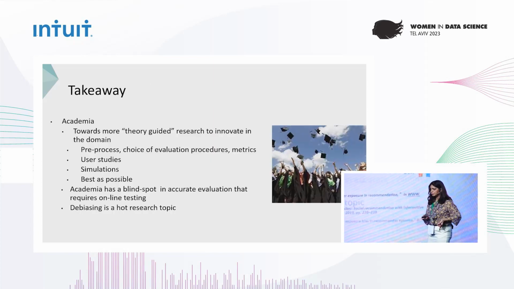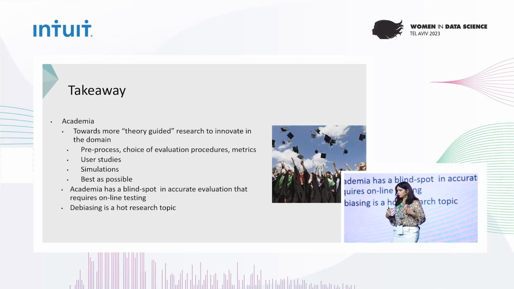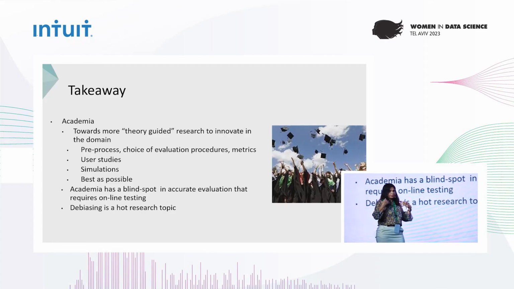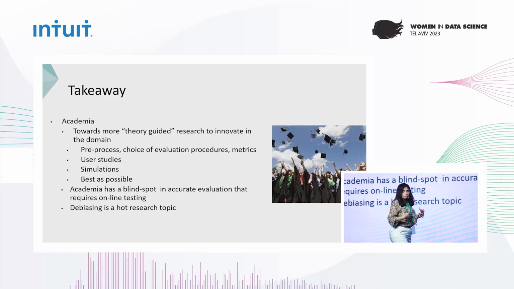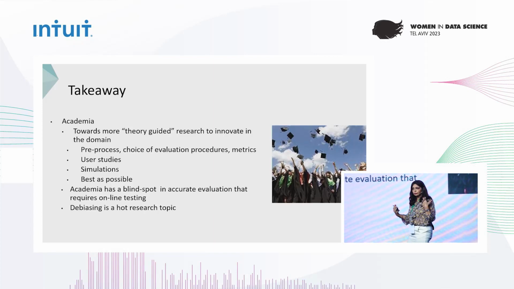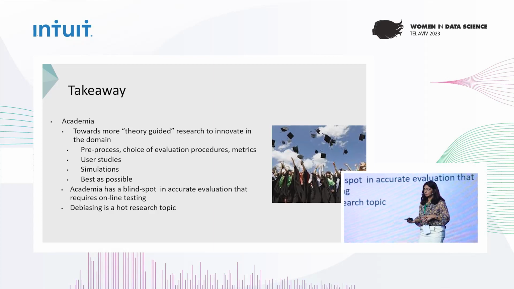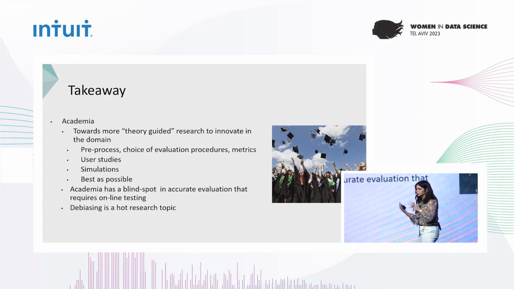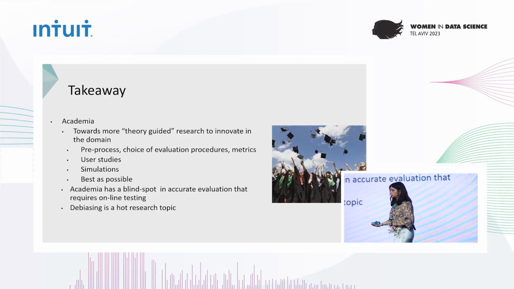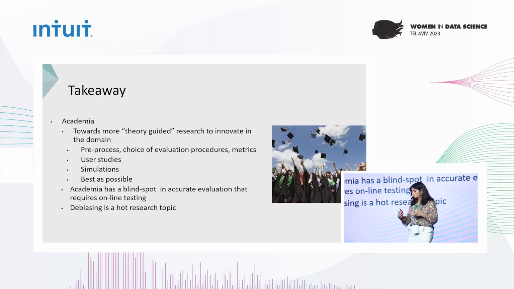So I want to sum up now. I see in academia a very good trend towards thinking about these issues and towards more theory-guided research to innovate in this domain and to try to make sure that offline studies correlate with online studies. So we do different pre-processing, like we did with the sampling. We choose our evaluation procedures and metrics. We also conduct user studies to have more data, or simulation with synthetic data.